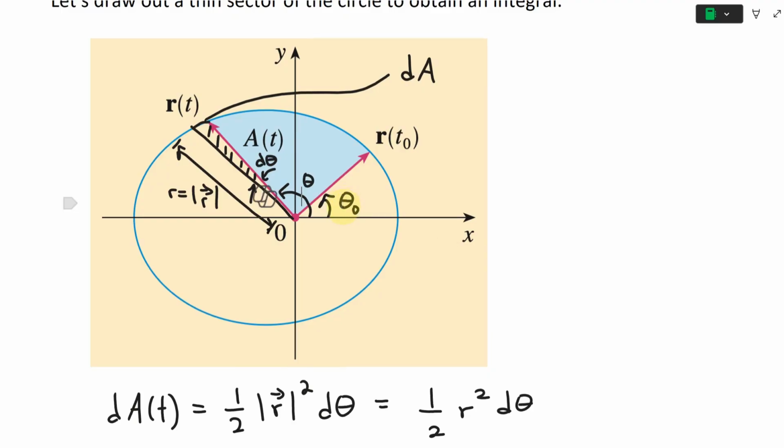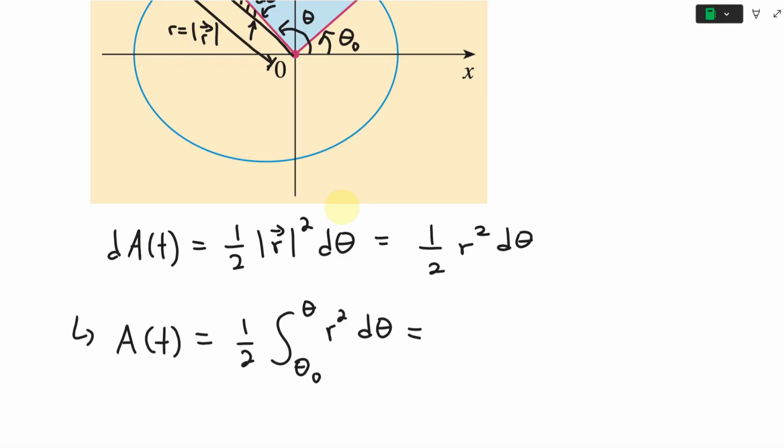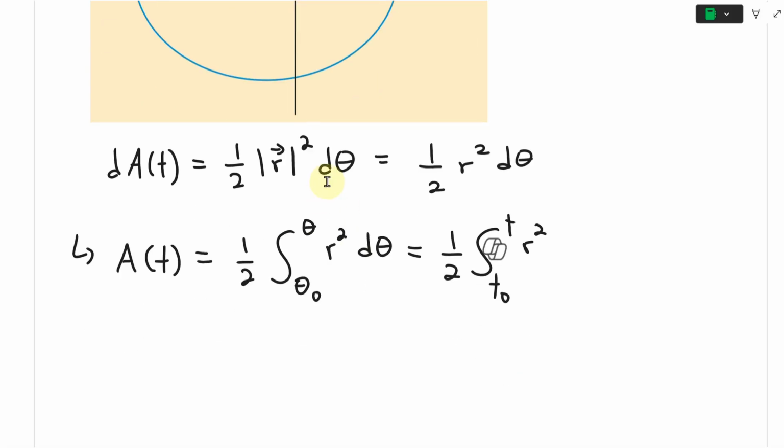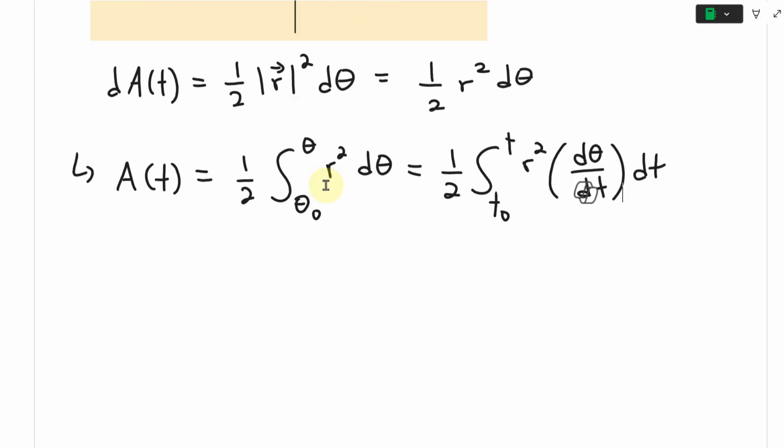Then we convert this into the t variables. So this is the same thing as writing the integral of 1/2 from t naught to t of r squared, and instead of d theta, we're going to write d theta over dt, the rate of change of angle with time, and then multiply by dt. If you multiply it out and cancel, we get the exact same thing. So that's how the integral setup looks.